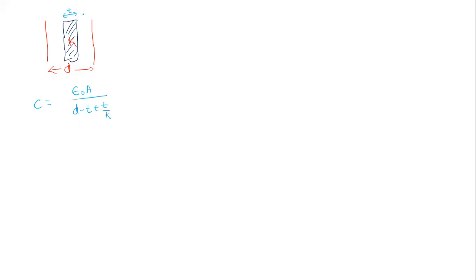Sir, what if it is not a dielectric, if it is a metal? Okay, this is not dielectric now. Instead of dielectric, I'll place a metal piece. For metal, we know very well the value of dielectric constant is infinity, right? Yes or no? It is infinity. So put the value of K here. It will become C equals epsilon naught A by D minus T. That we are going to use.